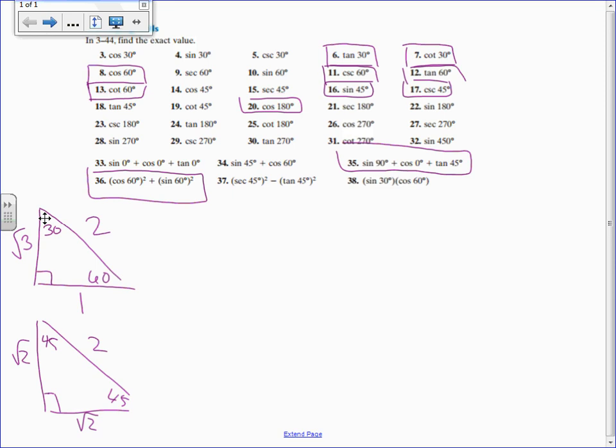So for number 6, I have to do the tangent of 30. Tangent of 30, remember SOHCAHTOA. Tangent is opposite over adjacent. So I'm at 30, opposite over adjacent is 1 over the square root of 3, which we rationalize, which is going to give us radical 3 over 3.